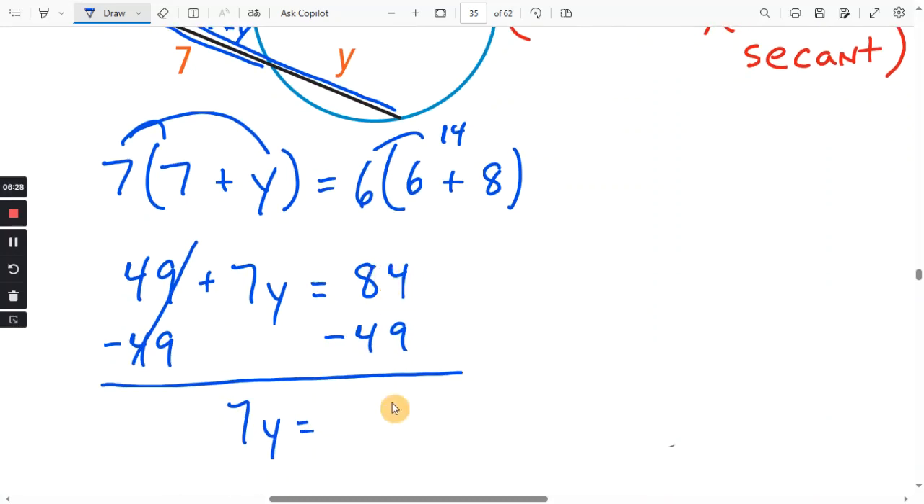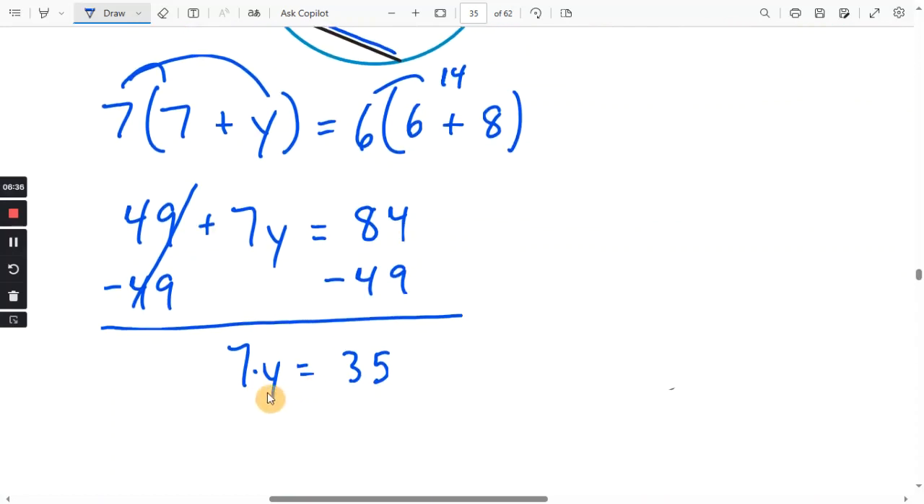Let's see, 84 minus 49 is 35. Here we have y times 7. The opposite of times 7 is divided by 7. The 7's cancel. And y equals 5.